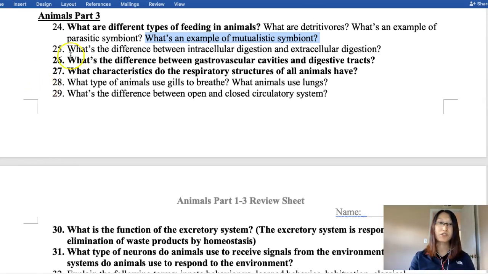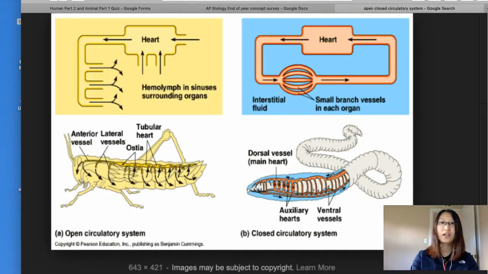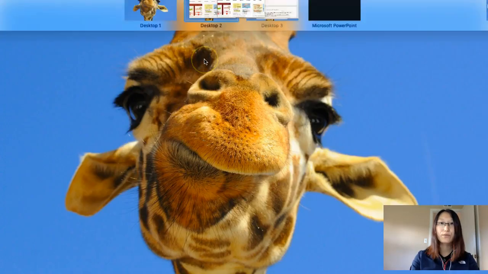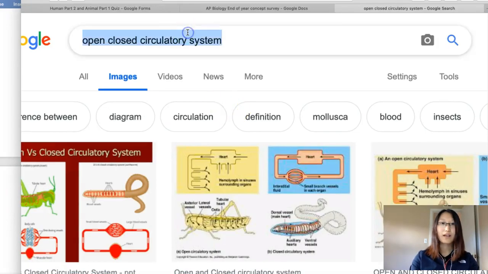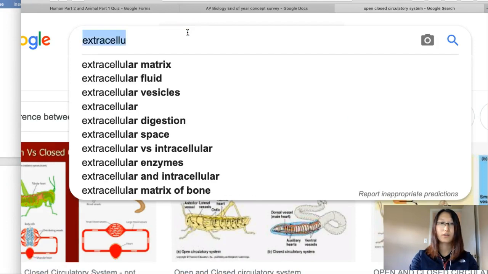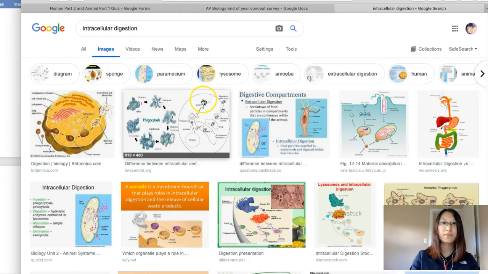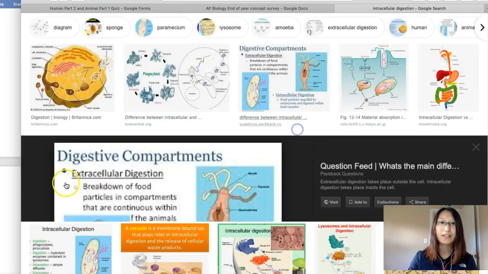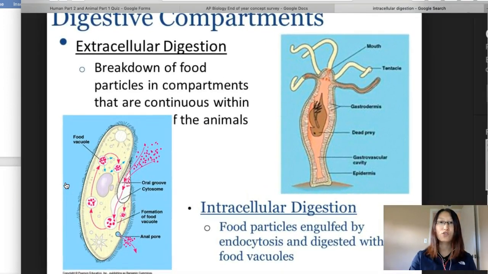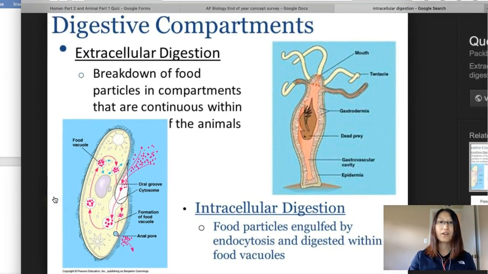The difference between intracellular digestion and extracellular digestion, we got to see a picture of, let's put it right here, of intracellular. Intracellular digestion means the food is directly digested inside the cell. So rather than having a stomach, the food particles will go inside the cell directly, and then they'll be broken down. So for example, sponges will just take in the food directly into the cell and then break it down.